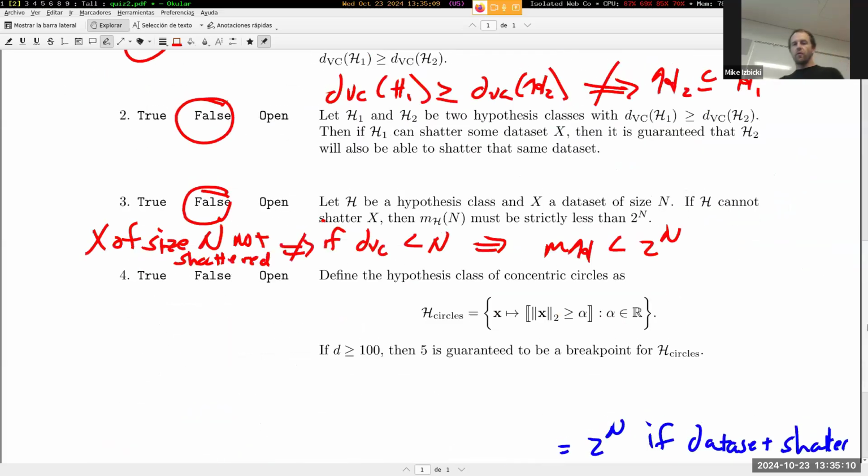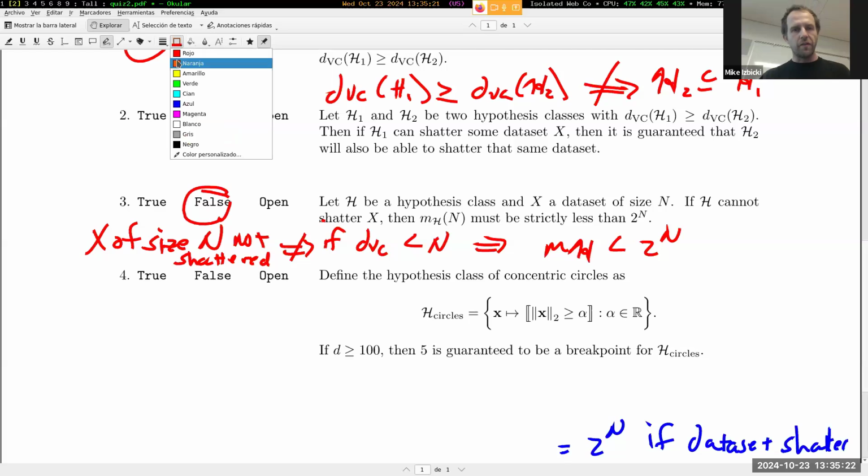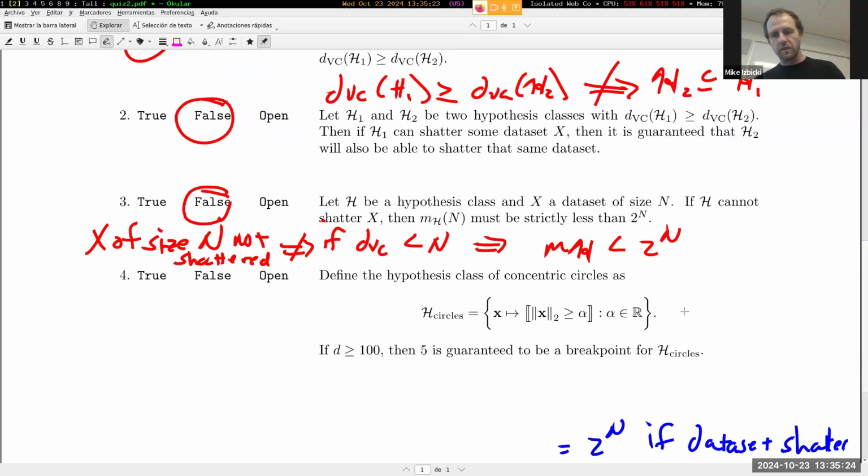Last problem here, number 4. Define the hypothesis class of concentric circles as this thing. This was one of the hypothesis classes in the notes packet that you calculated the VC dimension for. And the VC dimension for this is just equal to 1, independent of the ambient dimension, independent of D. So this D right here does not affect the VC dimension.